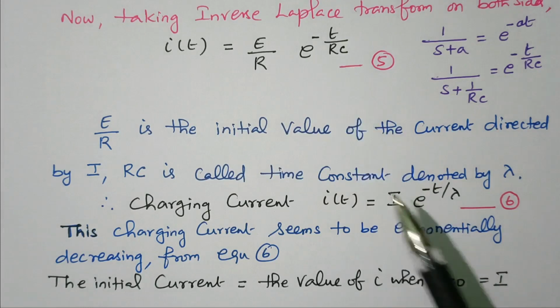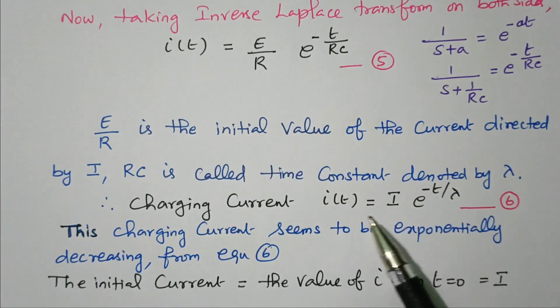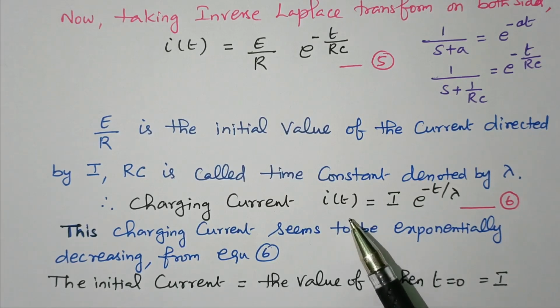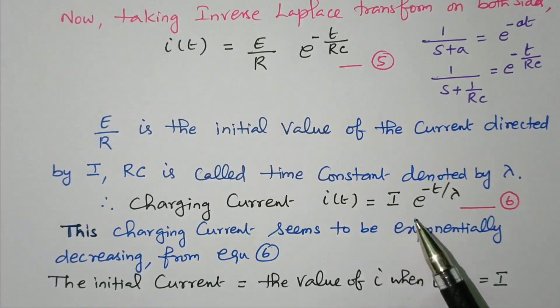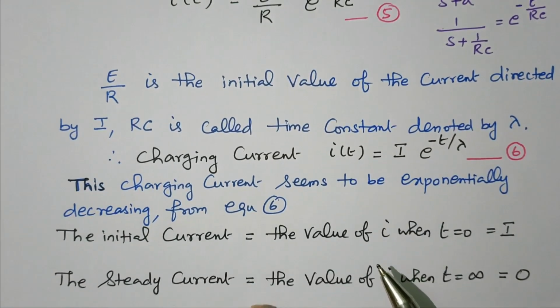Here 1 divided by RC is available, so minus t by lambda. So this is the final equation for the current: i(t) equal to I e power minus t by lambda. Right. We will see the further analysis.